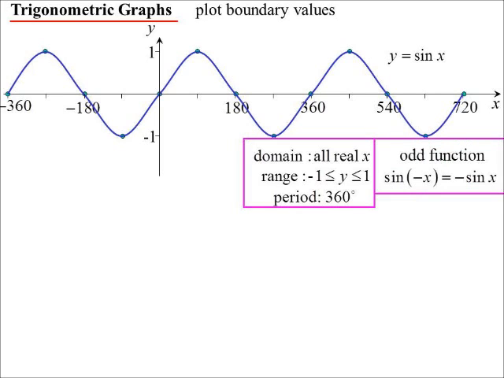It is an odd function. If you rotate the curve 180 degrees, you get the same curve. So therefore, this could be useful in some of our questions. We could use the fact that the sine of negative x is the negative of sine x.